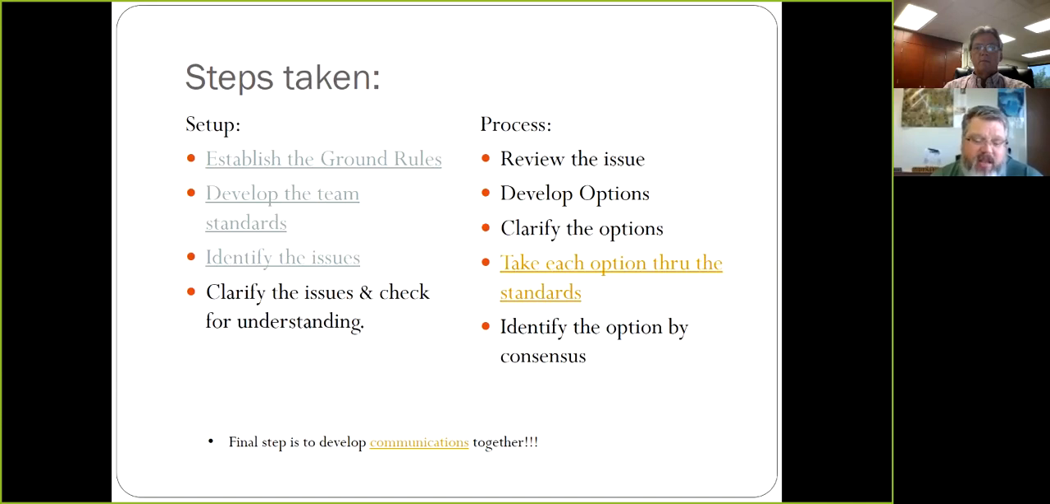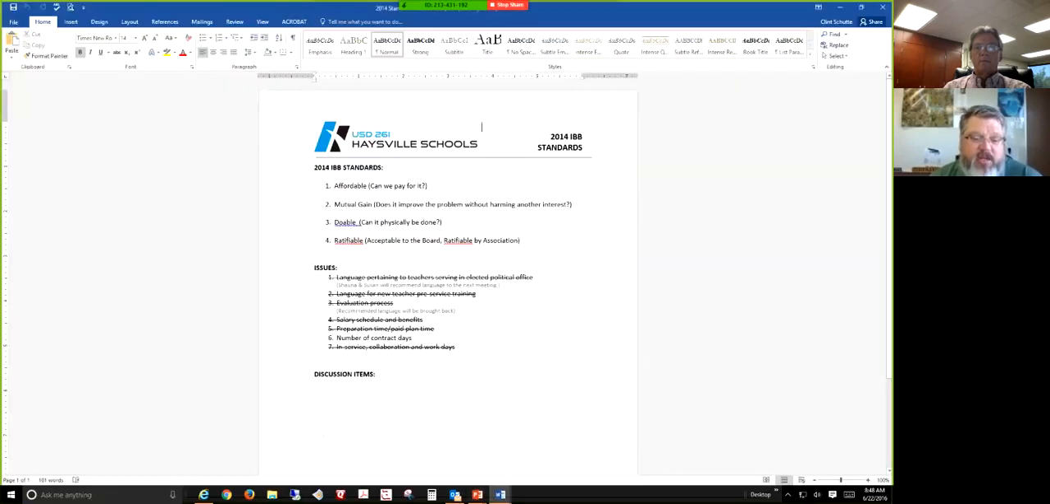If you say the issue is the evaluation process, then we need to understand, well, okay, why is that an issue? Well, if you guys remember correctly, not too long ago, the legislators changed the laws on it, so we had to address it. If you have language for new teacher pre-service training, well, why is that important? How does that affect the educational process? Why? And I believe that was one of the ones that the Board of Education brought.